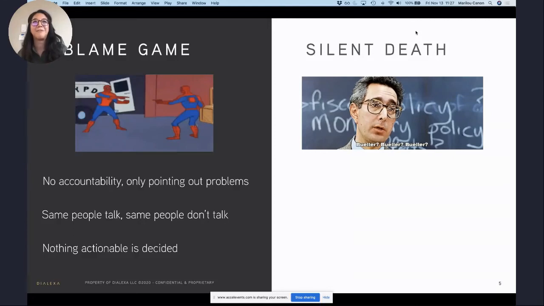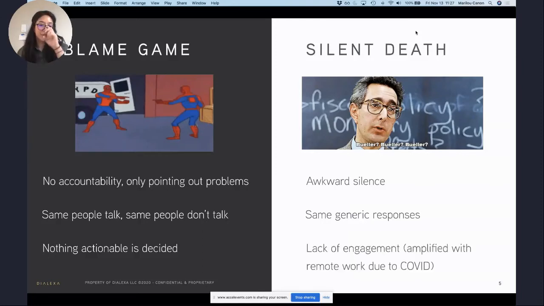It's very reminiscent of a high school class where the teacher asks a question and it's met with that silence, right? Awkward silence that the facilitator's trying to fill, but it's only met with more awkward silence because no one feels comfortable saying an answer. You get the same generic responses, which are often whittled down into yes or no's or I'm fine. Nothing really substantial, with no meat on the bone to really start a discussion. And especially there's a lack of engagement, which feeds into the awkward silence. And this is amplified with remote work as all of us transition into doing things remotely due to COVID.